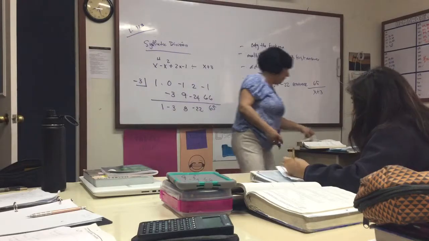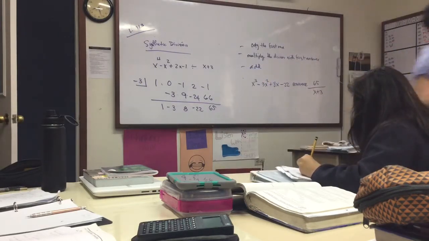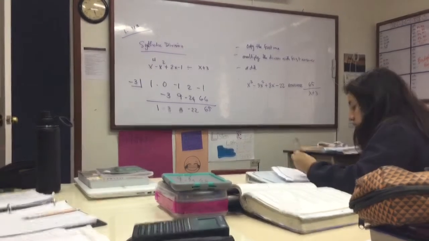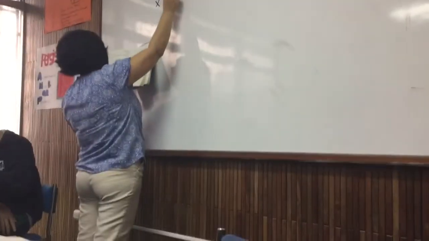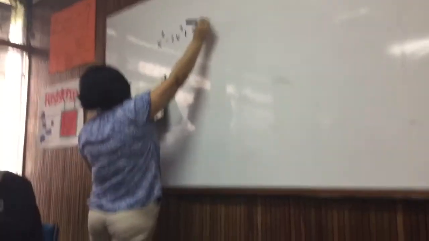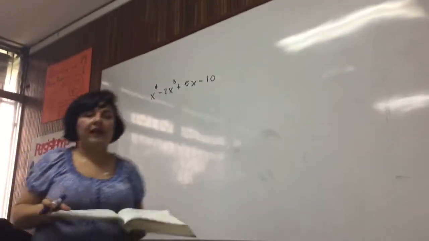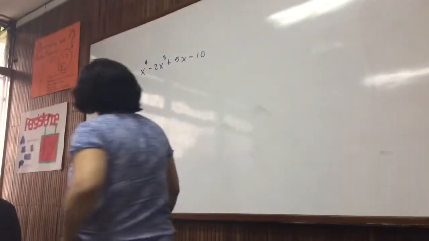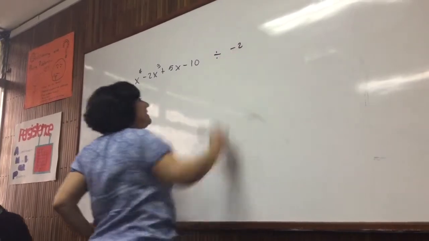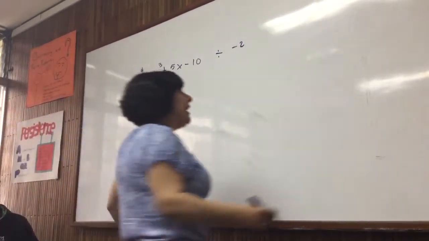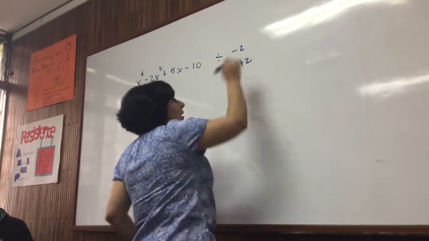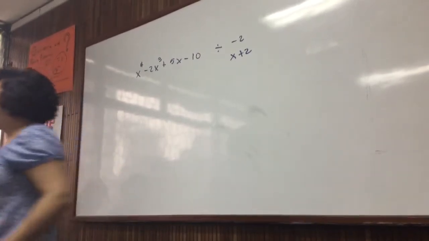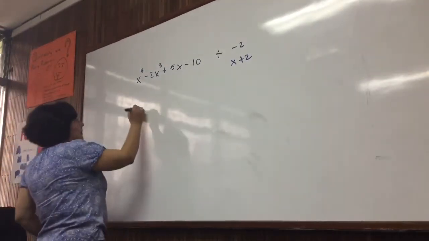Let's do another one. X to the 4 minus 2x to the 3 plus 5x minus 10. And we want to divide it by minus 2. Now, if it tells you divide it by minus 2, what it's really asking you to do is to divide by x plus 2, correct? Okay?